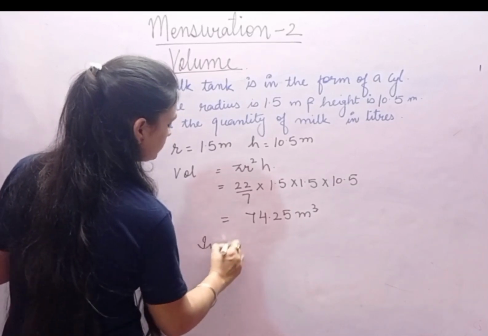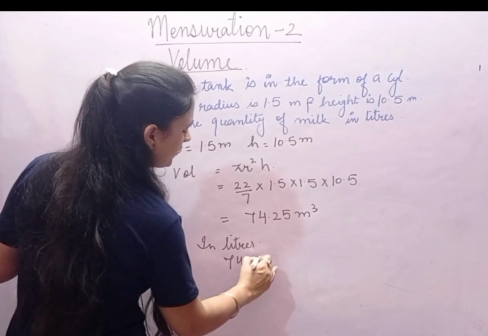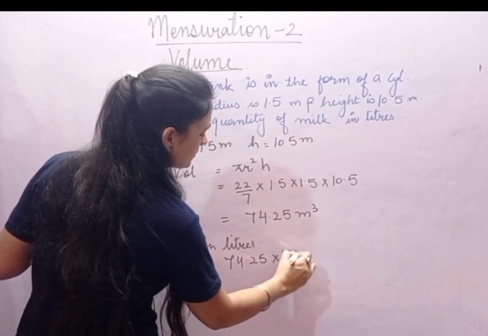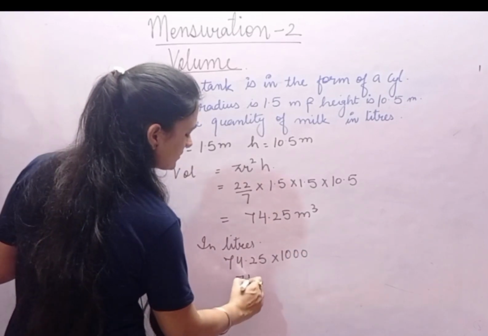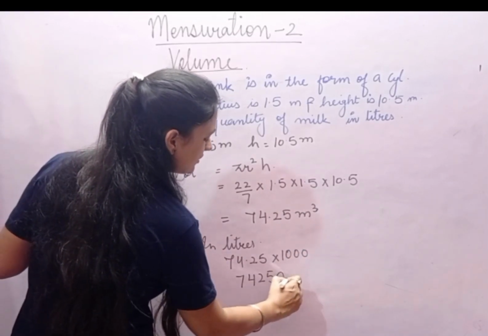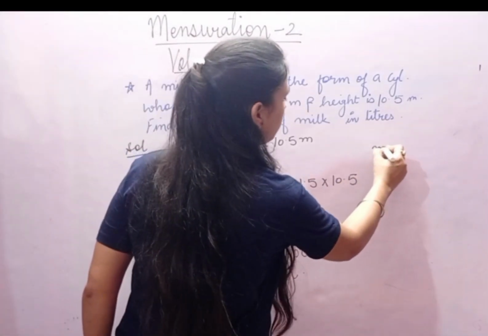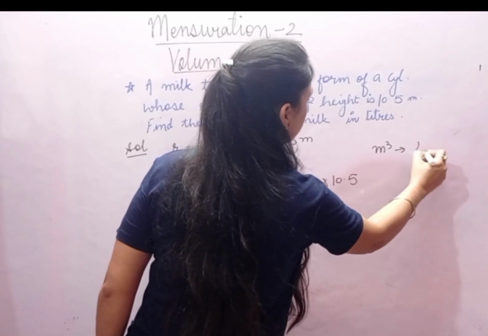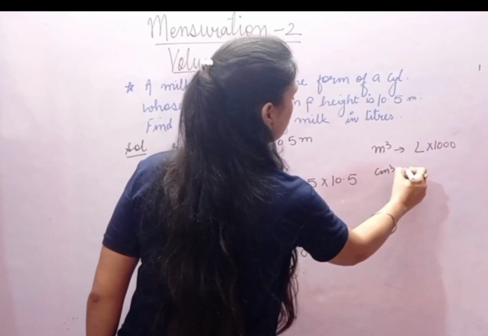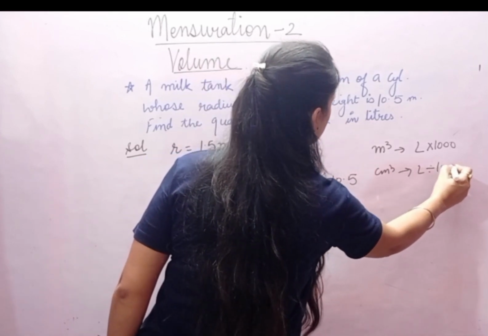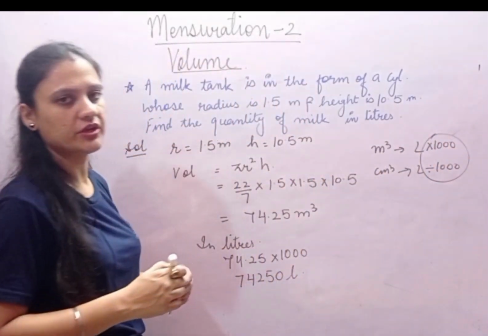What do you have to do? You just have to multiply 74.25 by 1000. After the decimal there are 2 digits, that will be removed. So the answer is 74250 liters. So always remember, I am writing here meter cube to liter, multiply by 1000, and centimeter cube to liter, you have to divide by 1000. This is just for the explanation of what you have to do, right?